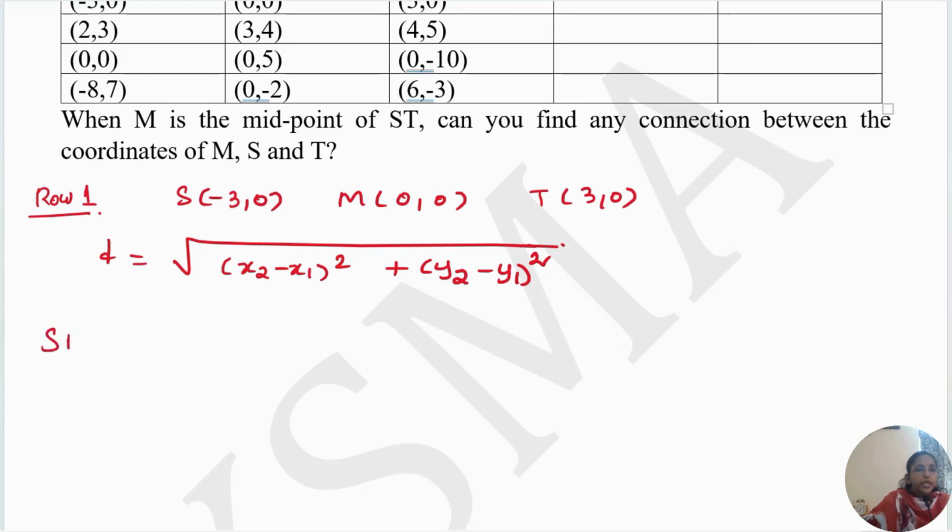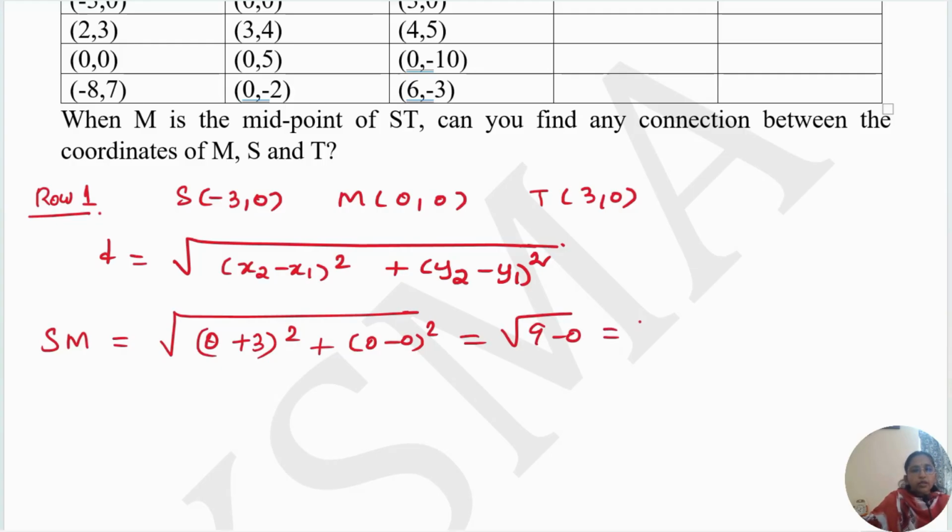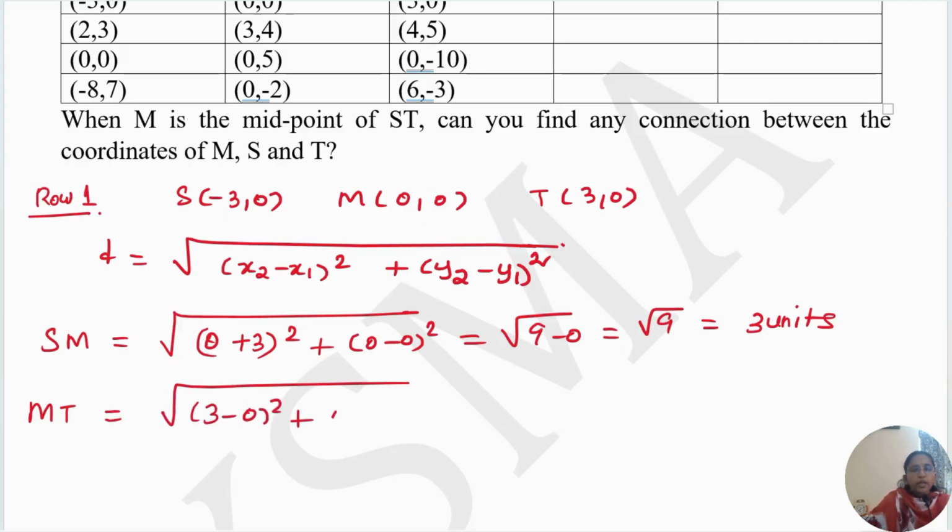So find your distance SM. SM is equal to square root of (0 minus of minus 3), so plus 3, the whole square, plus (0 minus 0) the whole square, which is equal to 9 plus 0. So root of 9 is 3 units. Then MT you have to calculate. For M and T, square root of (3 minus 0) the whole square plus (0 minus 0) the whole square, which is equal to 3 square plus 0 square. So again root 9 is equal to 3 units.